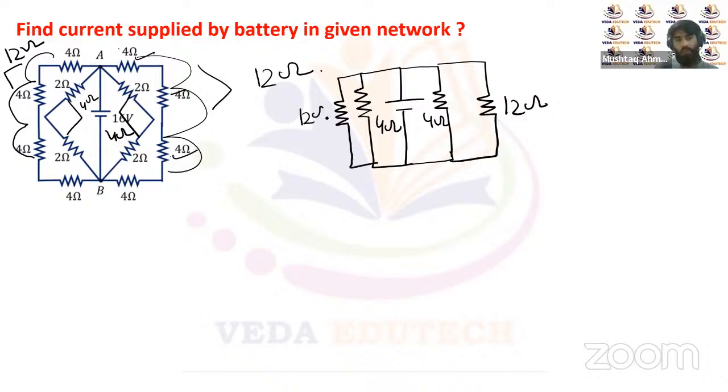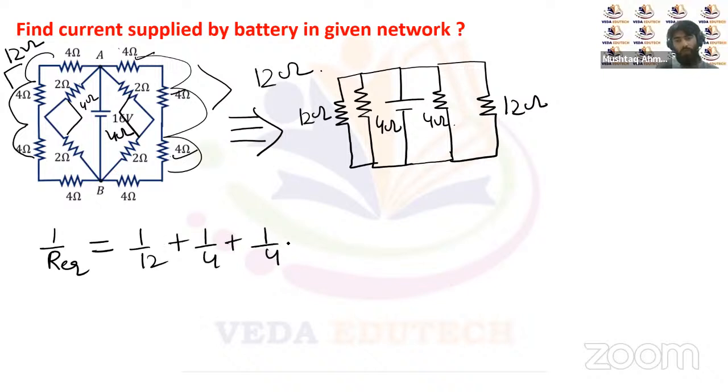See how we have reduced this circuit to only a few resistors. Now you can see that 12 ohm, 4 ohm, 4 ohm, and 12 ohm are once again in parallel to each other. So their equivalent resistance: 1 upon R equivalent will be equal to 1 over 12 plus 1 over 4 plus 1 over 4 plus 1 over 12, right?